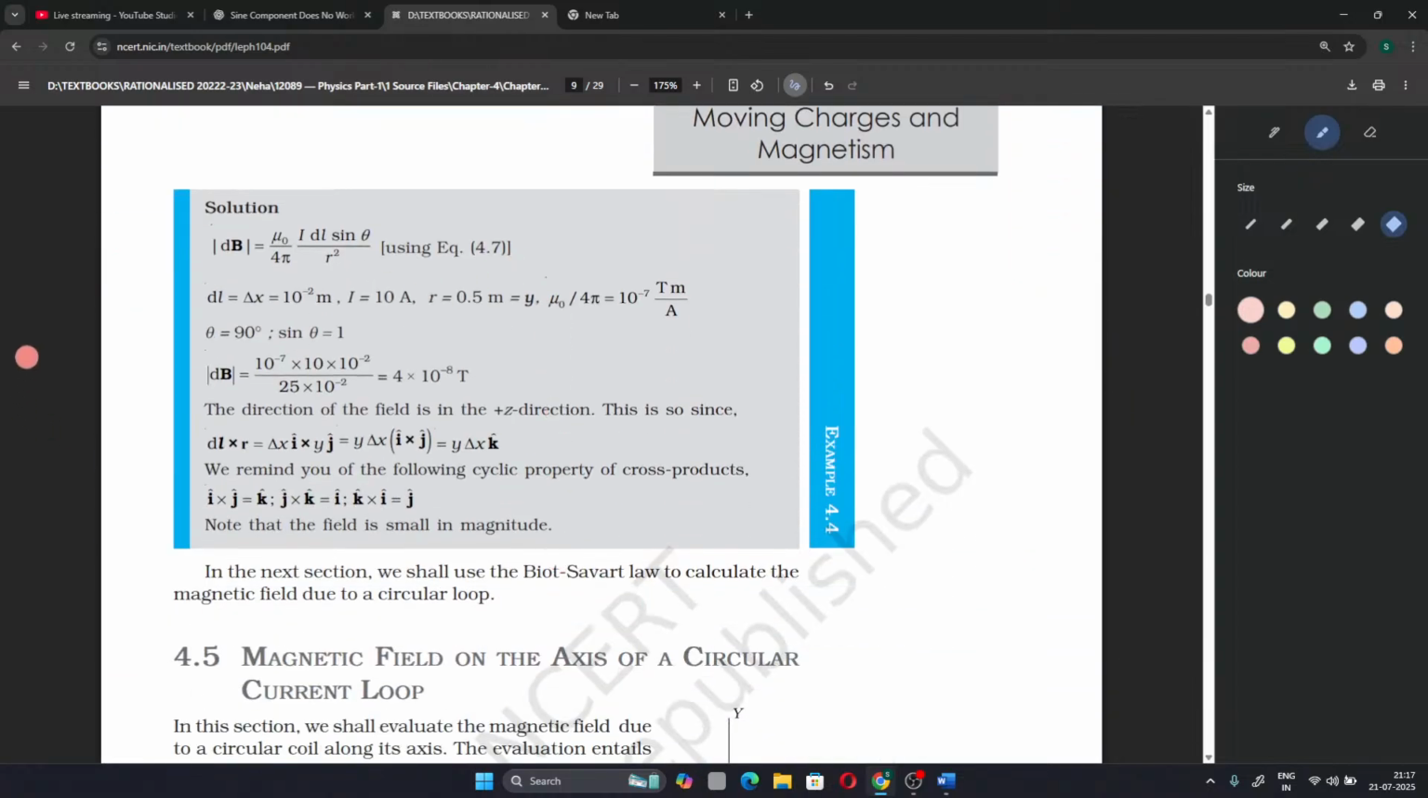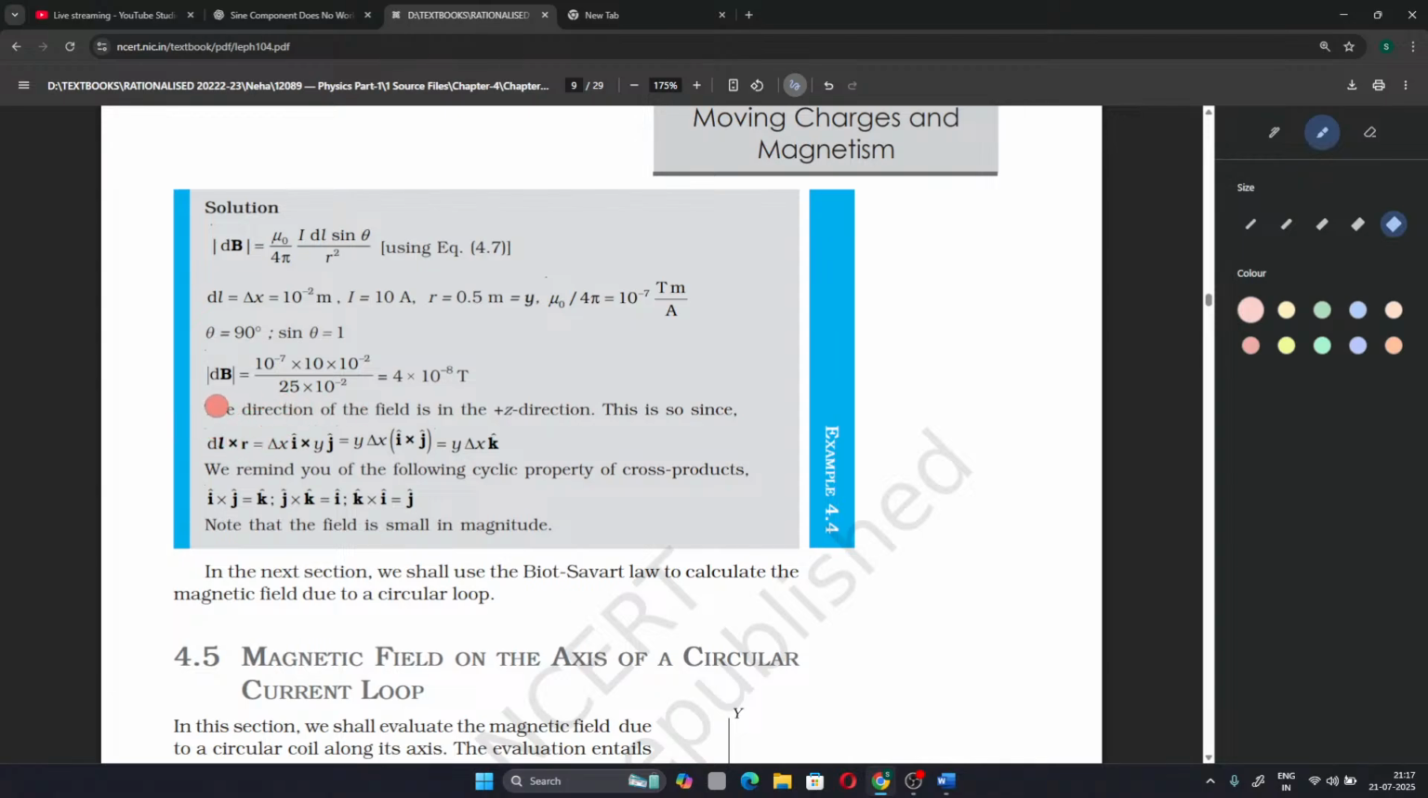dB equals mu naught by 4 pi IDL sine theta by r square. Delta X equals 1 centimeter, which we can write as 10 power minus 2 meter. I equals 10 ampere. R equals 0.5 meter, which equals y, and sine 90 degree equals 1. So dB equals 4 into 10 power minus 8 Tesla.